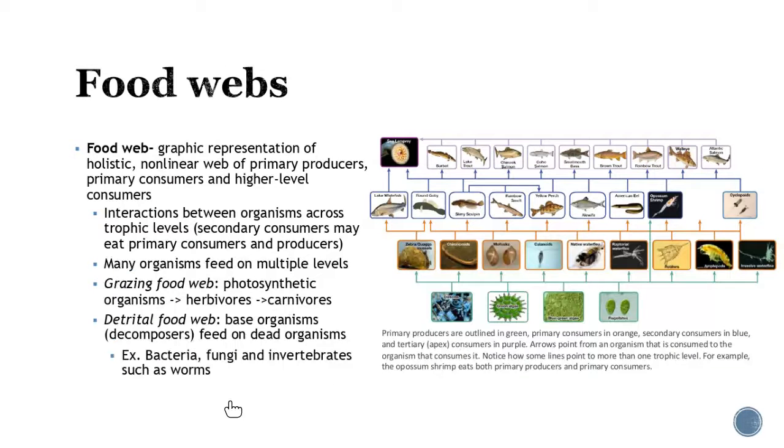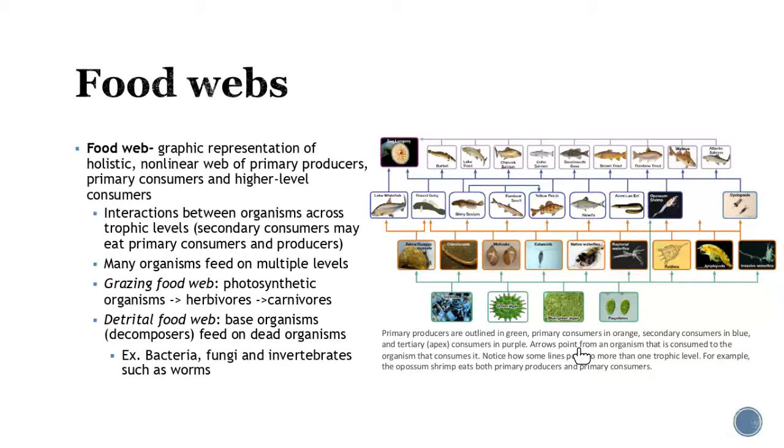Now that's one way to show things, but a food web is actually more, I think, accurate. Now this is basically a graphic representation of all the primary producers, consumers, and higher level consumers within a place. Now all these interactions are shown, because some things eat more than just one type of food. They might eat both plants and animals, depending on the type of food it is. Now, you can notice with these, you have different levels.